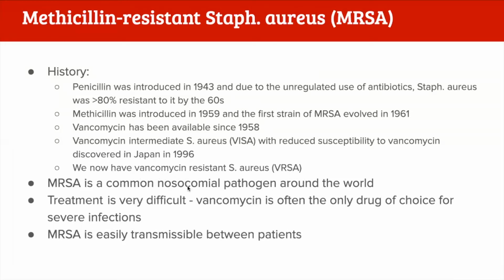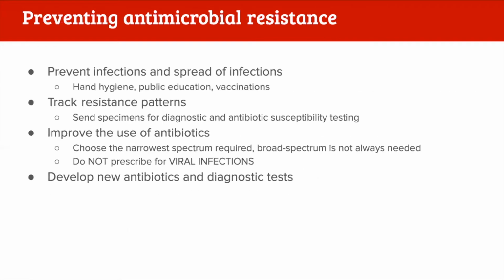So MRSA is a common nosocomial pathogen around the world, and you'll learn a lot later in your studies that MRSA is a cause for a lot of complications in the hospital setting as well. So nosocomial means from the hospital. MRSA is particularly difficult to treat because vancomycin is often the only drug of choice for severe infections, and MRSA is easily transmissible between patients.